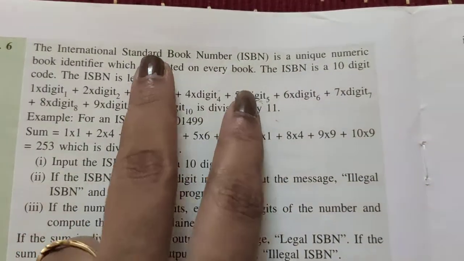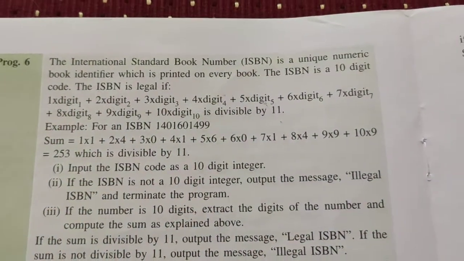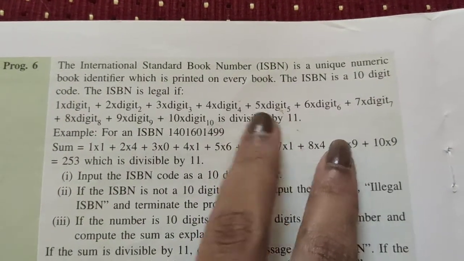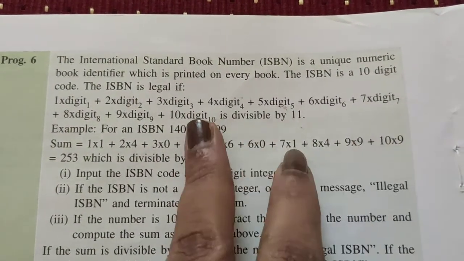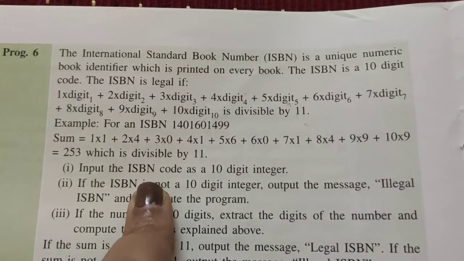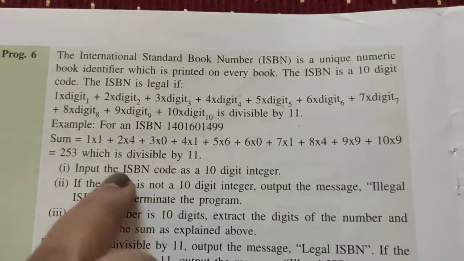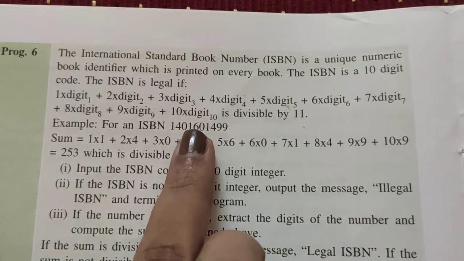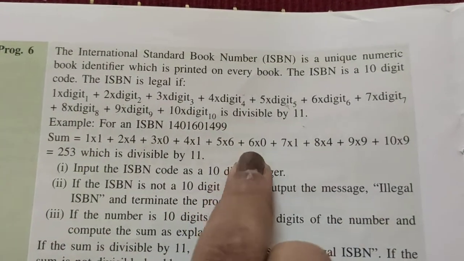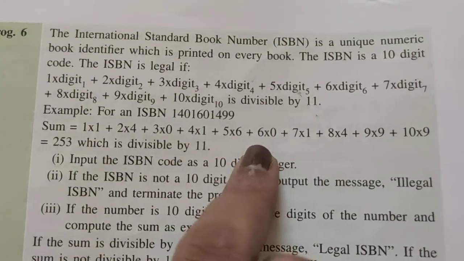In program 6 they have given ISBN, a unique numeric book identifier, which is printed on every book. To check whether the book number is legal or not, each and every book would have been given some ISBN number. That number will be unique for every book. If it does not satisfy their calculation, it is an illegal number, that is, it is some pirated book.